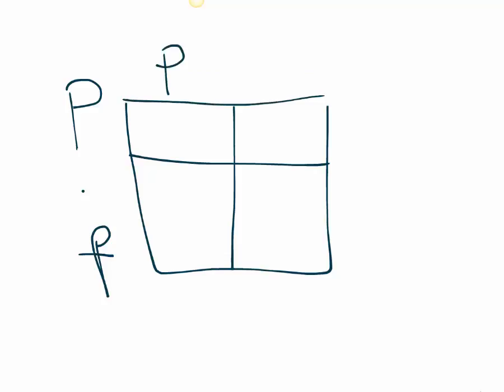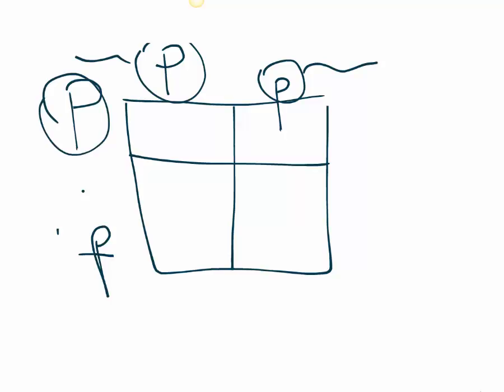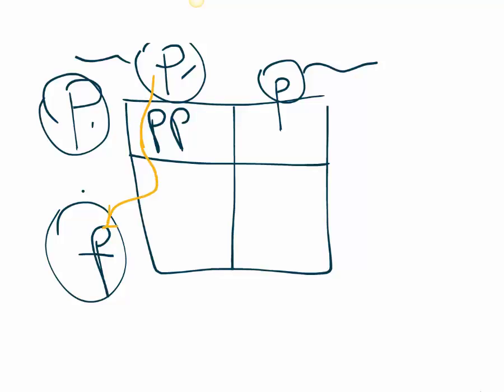So he's going to be big P, and half of his sperm are going to be little p. So we'll just go like this, make them look like sperm, and these are eggs. If this sperm and this egg come together, we're going to have a zygote with big P, big P. If this sperm fertilizes this egg, we're going to have big P, little p.